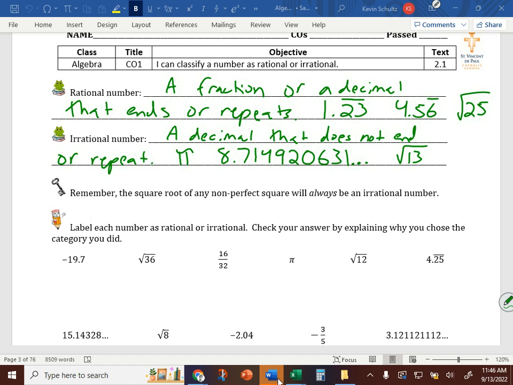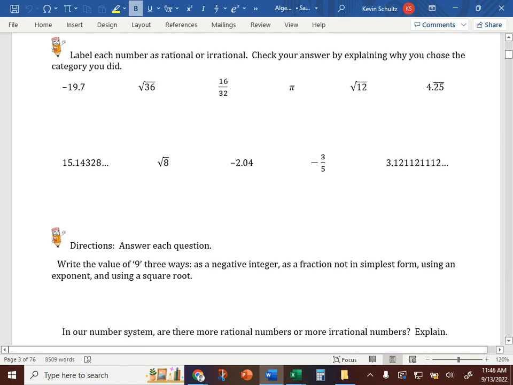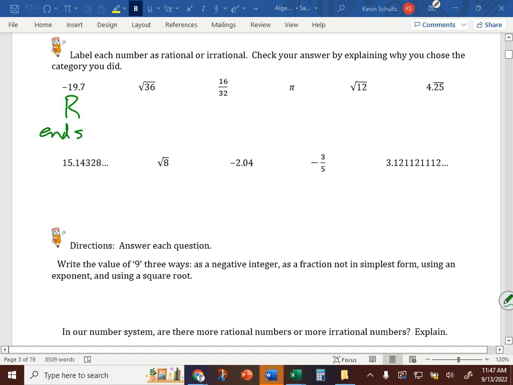So, this means it's your homework. Basically, I want you to tell me whether each number is rational or irrational, and tell me why. Is negative 19.7 rational or irrational? Rational. Why is it rational? Because the decimal ends, right?